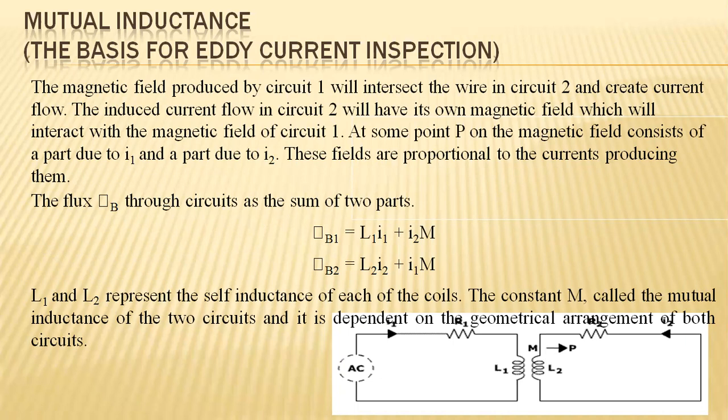We are all aware that the magnetic field produced by circuit number 1, which is displayed in the diagram below, with an AC power supply given with respect to resistance R1 and this inductor coil, will intersect the wire in circuit number 2 and create the flow of current. The induced current will interact with the magnetic field existing in circuit number 1.